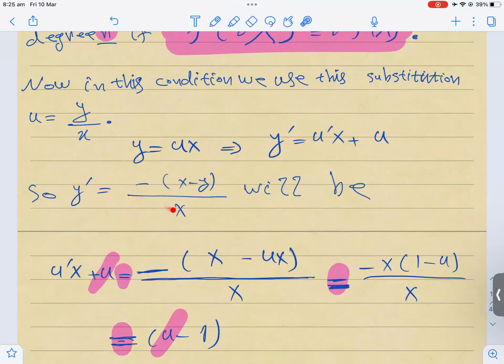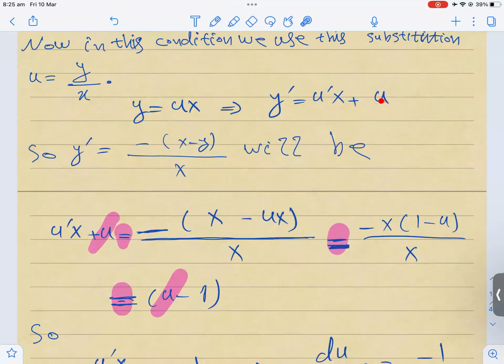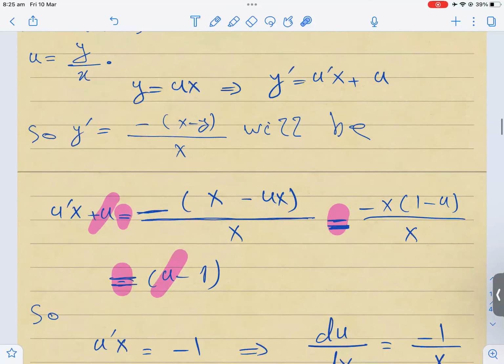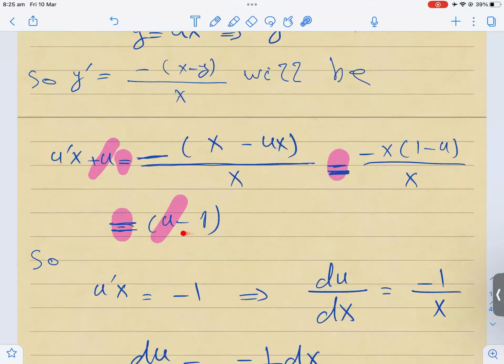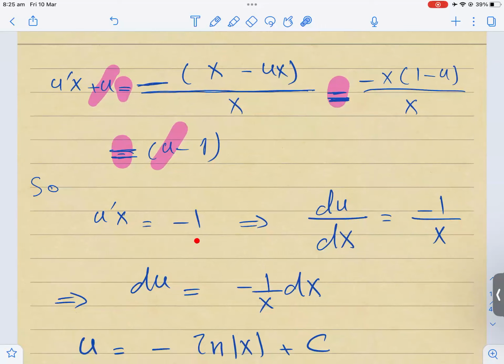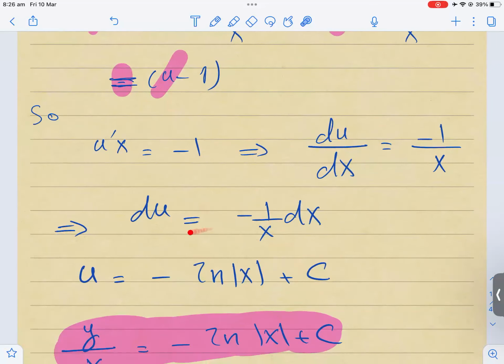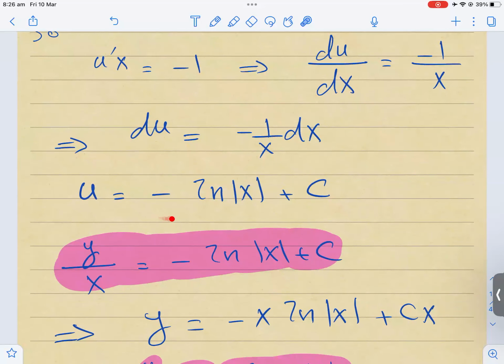So y prime is this one, and the original ODE will be converted to this. Instead of y prime, I use u prime x plus u equal to x. Instead of y, I will substitute ux, okay? So factorizing x and canceling will give me this one, and u minus 1, cancellation of the u's, u prime x equal to -1, and it will be separable. Separable means one of the easiest ODEs that we can solve.